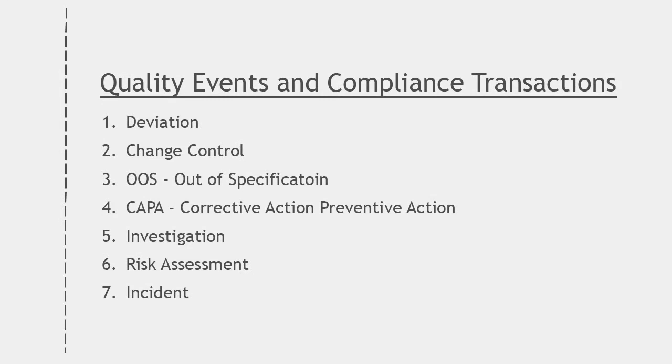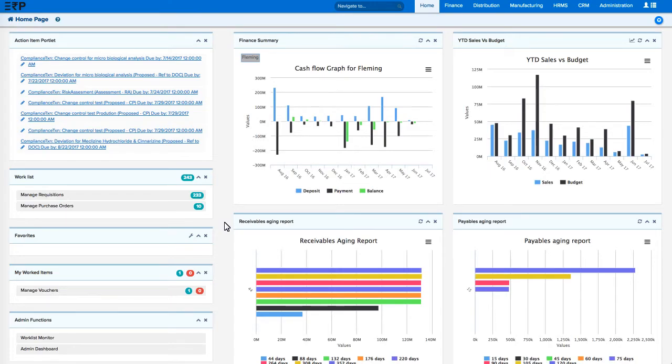In this video you will see how we can create and manage multiple quality events such as deviation, change control, out of specification, corrective action, preventive action, investigation, risk assessment and more. Proverp's QMS system is extremely flexible and can be designed for any type of quality event. Using the Elements and Events section, you can customize forms and actions to be taken based on your specific business.